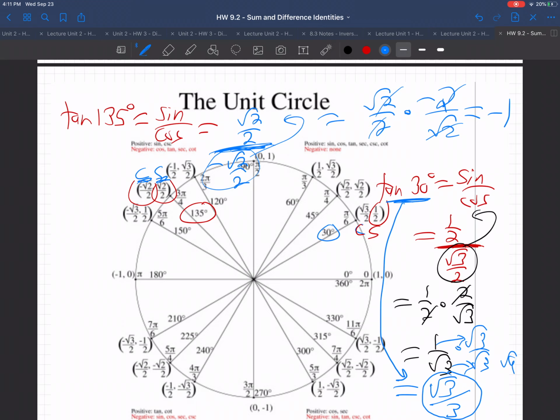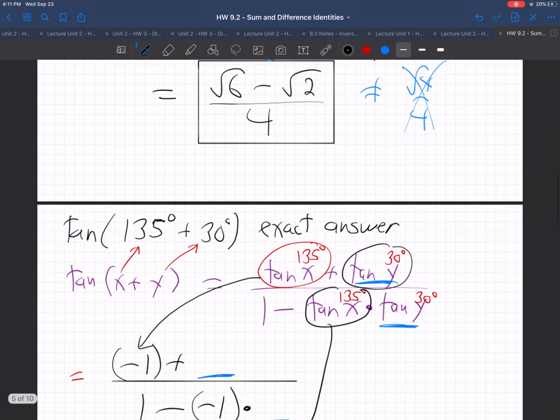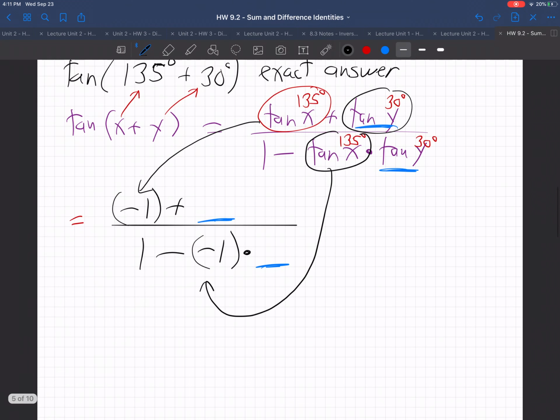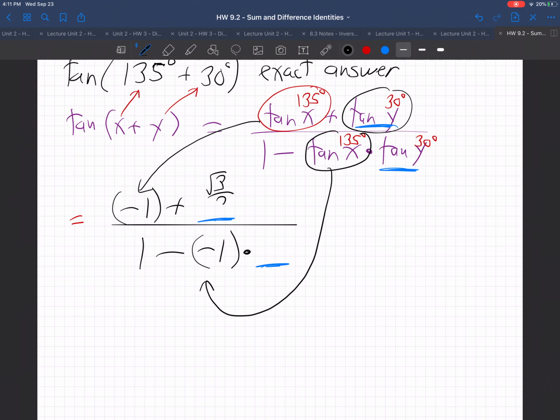We got rid of the root from the bottom. We don't leave a root in the bottom. It's root 3 over 3. So let's take it back. It's root 3 over 3. And it's root 3 over 3.